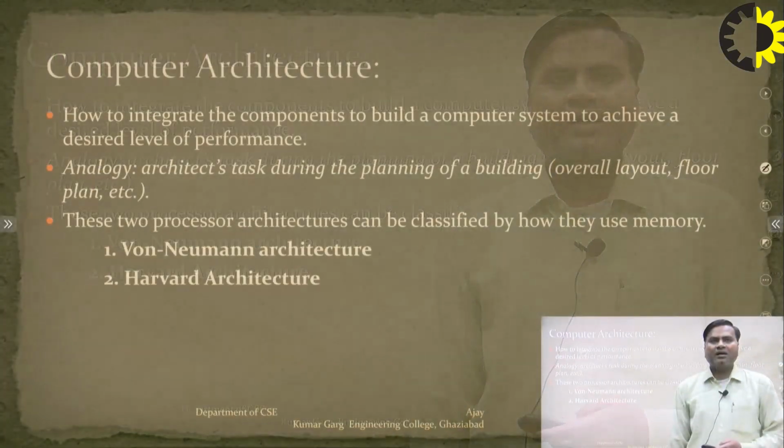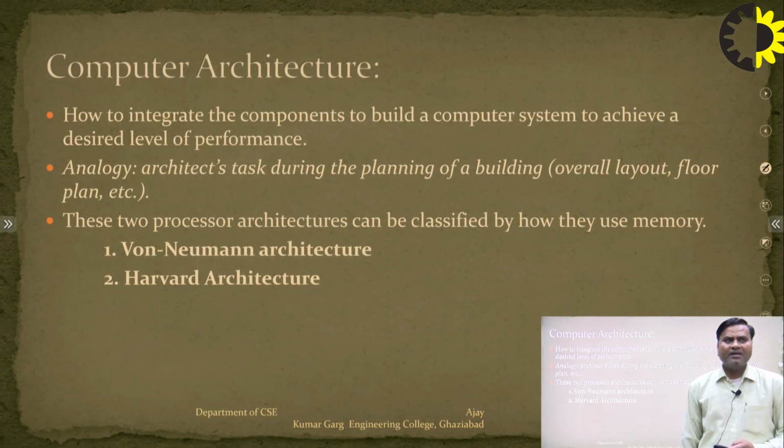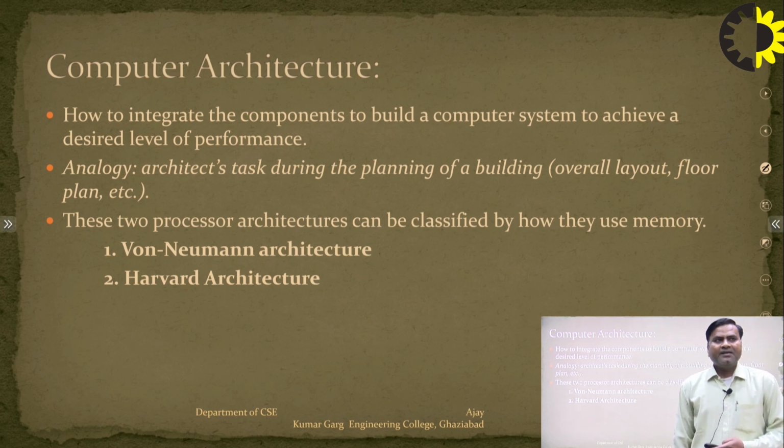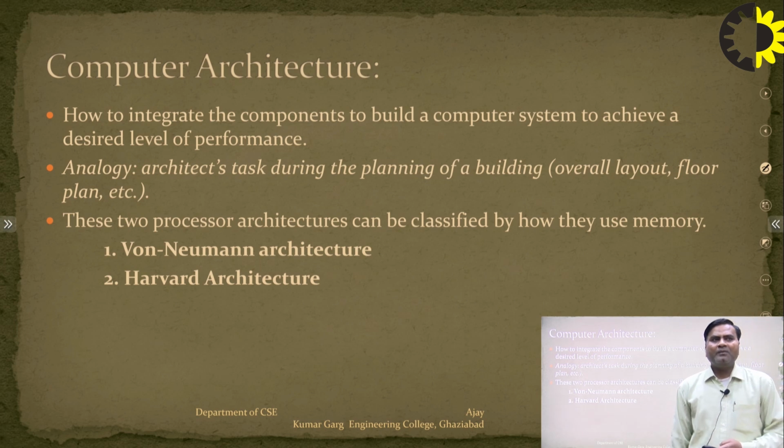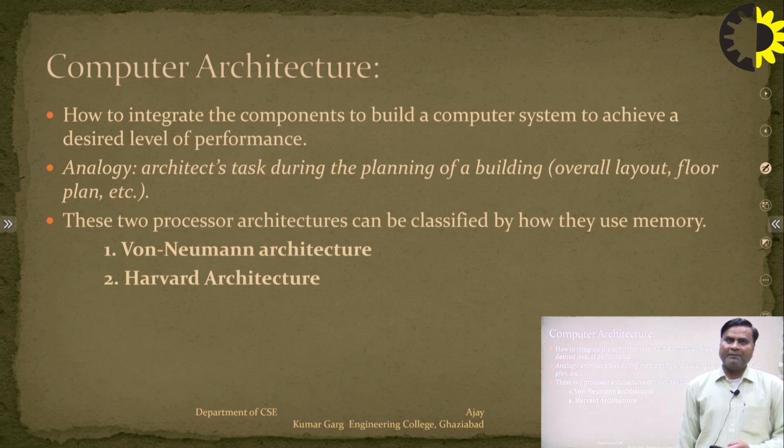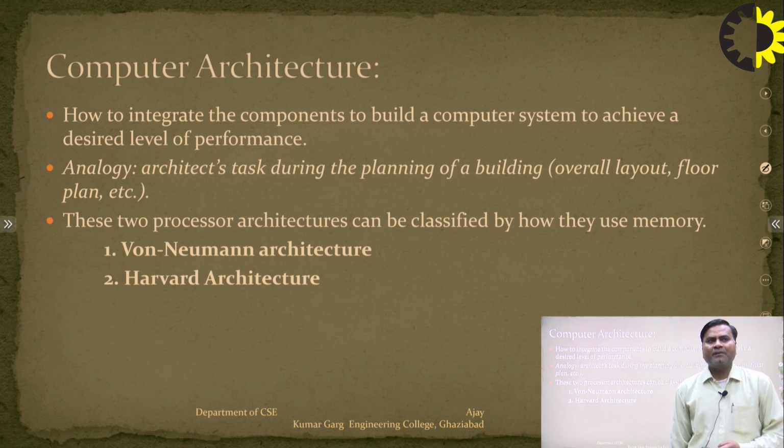If we talk about computer architecture, it is how to integrate the components to build a computer system to achieve a desired level of performance. The analogy of computer architecture is the architect's task during the planning of the building, that is, the overall layout, floor plan, etc. The architecture of computers is classified into two categories. First one is von Neumann architecture and second is Harvard architecture.